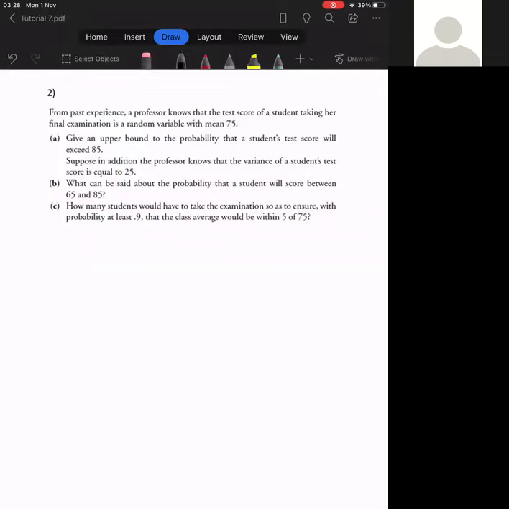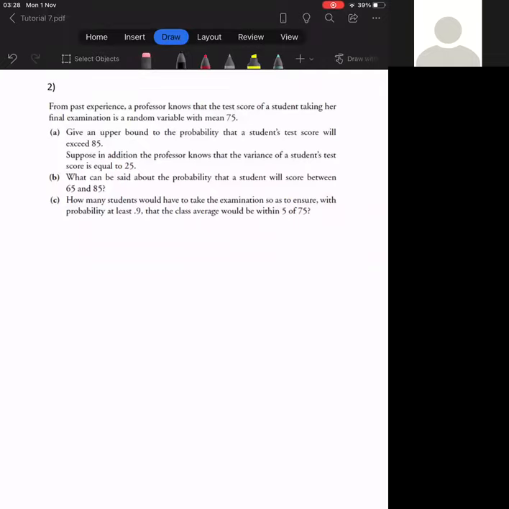Okay, so for question 2, it says, from past experience, the professor knows that the test score of her student taking her final examination is a random variable with mean 75. When given information, we underline it. Give an upper bound to the probability that a student's test score will exceed 85.